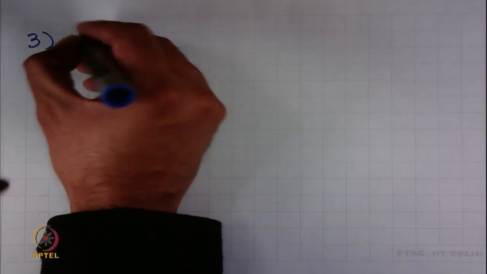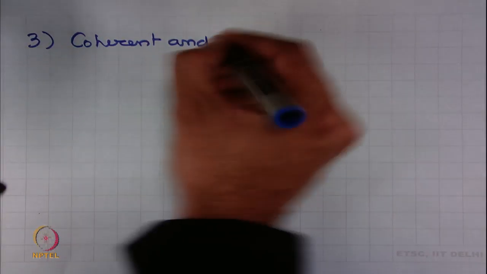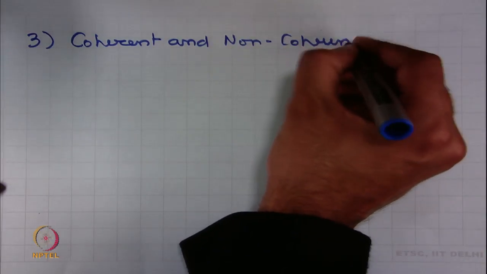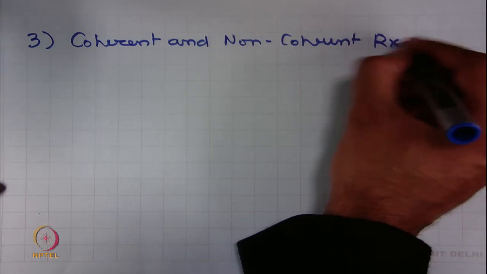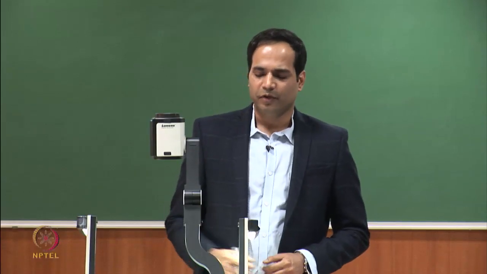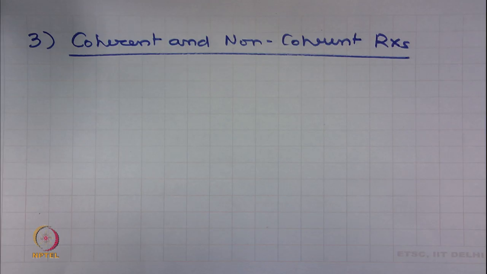The third important point that we would like to talk about is coherent and non-coherent receivers. And as I have said, we will talk about these coherent and non-coherent receivers in great detail later on, but at this point it is really instructive to get some flavor of what these coherent and non-coherent receivers are. So, the idea is very simple.